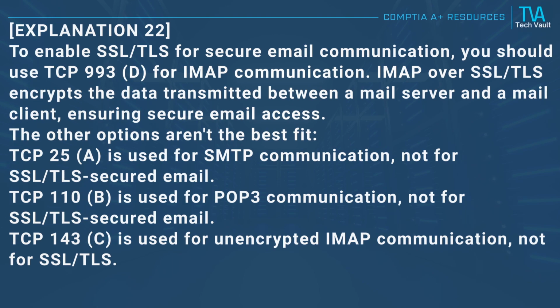TCP 25 (A) is used for SMTP communication, not for SSL/TLS secured email. TCP 110 (B) is used for POP3 communication, not for SSL/TLS secured email. TCP 143 (C) is used for unencrypted IMAP communication, not for SSL/TLS.